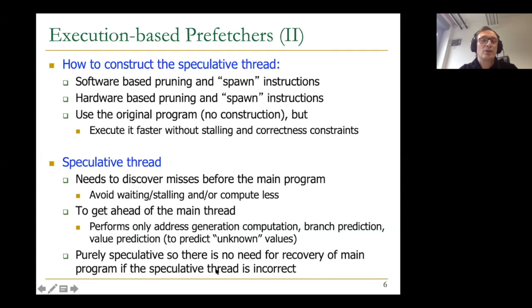Incorrect meaning if it goes down a wrong path, if it prefetches something useless, if it generates a segmentation fault. You don't even need to generate segmentation faults or exceptions in the speculative thread. And eventually, you kill the speculative thread if you figure out that it's not doing something useful, or if it's off in the weeds, meaning that it's generating all of these faults that you're not really raising to handle. So it's purely speculative, and it makes sense. This gives a lot of freedom to the creator of the speculative thread to optimize it for pure prefetching purposes.